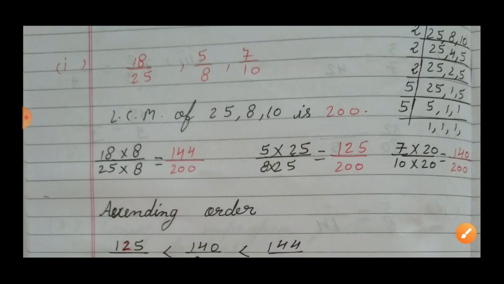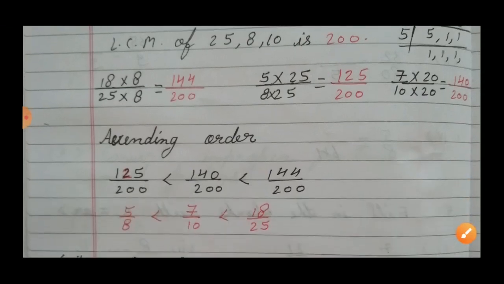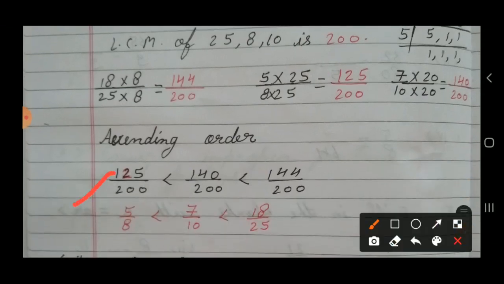Denominators are same. Now we will check the numerators. Ascending order means we have to move from smaller to bigger. Smallest numerator is here 125. So 125 upon 200. After this we will take 140 upon 200 and then 144 upon 200. And the original form is 5 upon 8, 7 upon 10 and 18 upon 25.